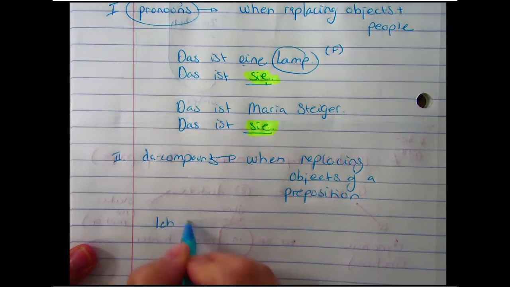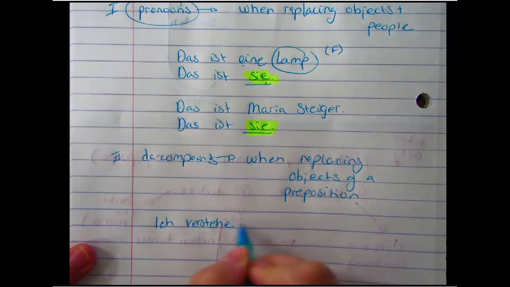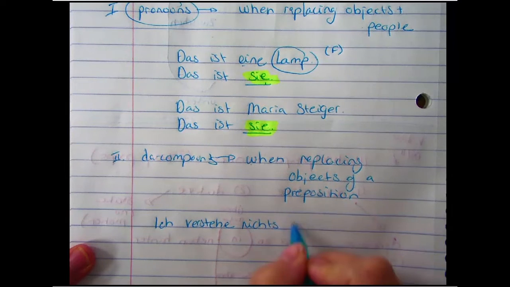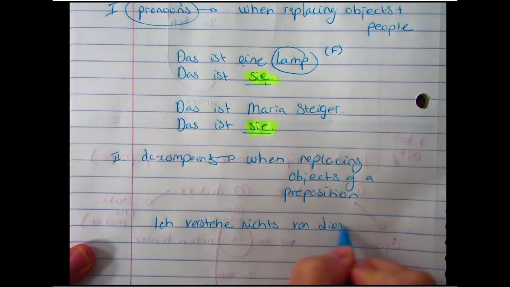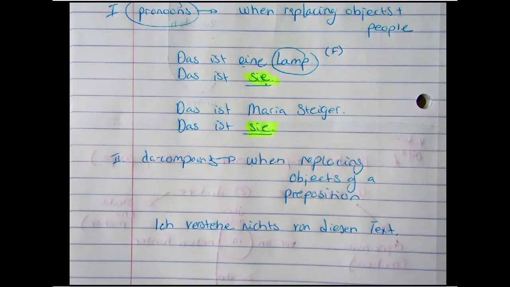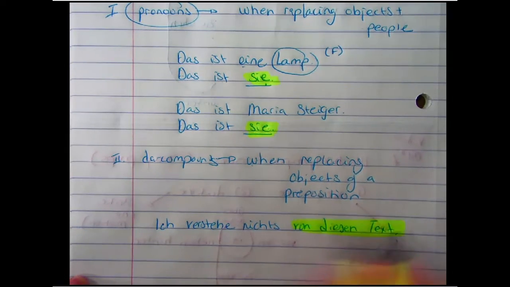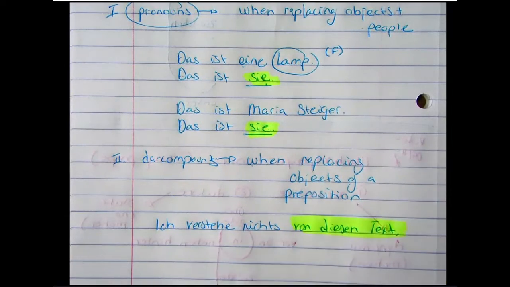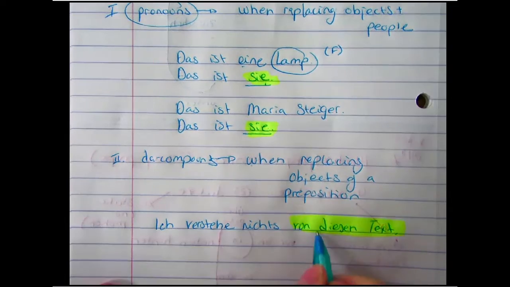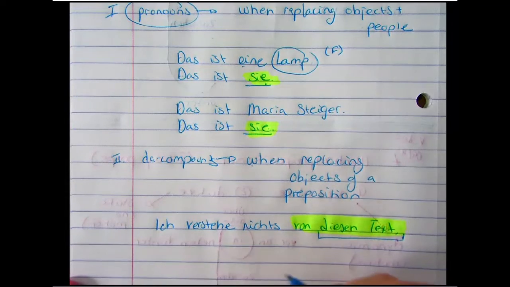ich verstehe nichts von diesem Text. Okay, so you have the little preposition von right there. That's your preposition. And diesen Text is the object of that preposition. So this is your prepositional phrase. And here's the object of the preposition. Now I want to state another sentence with that, or I just want to restate the sentence in my case right now to make a point.